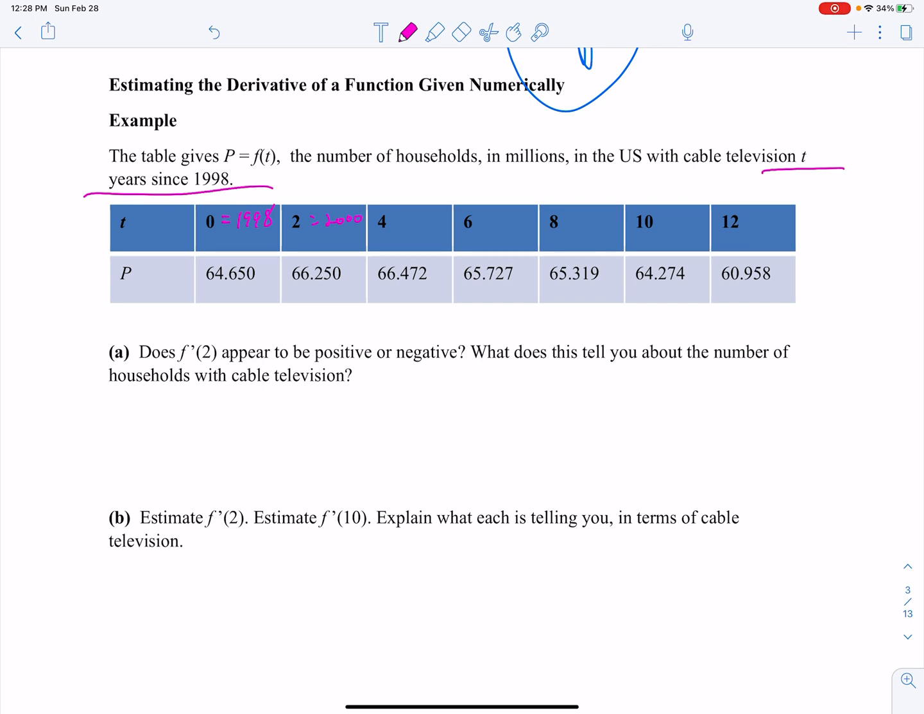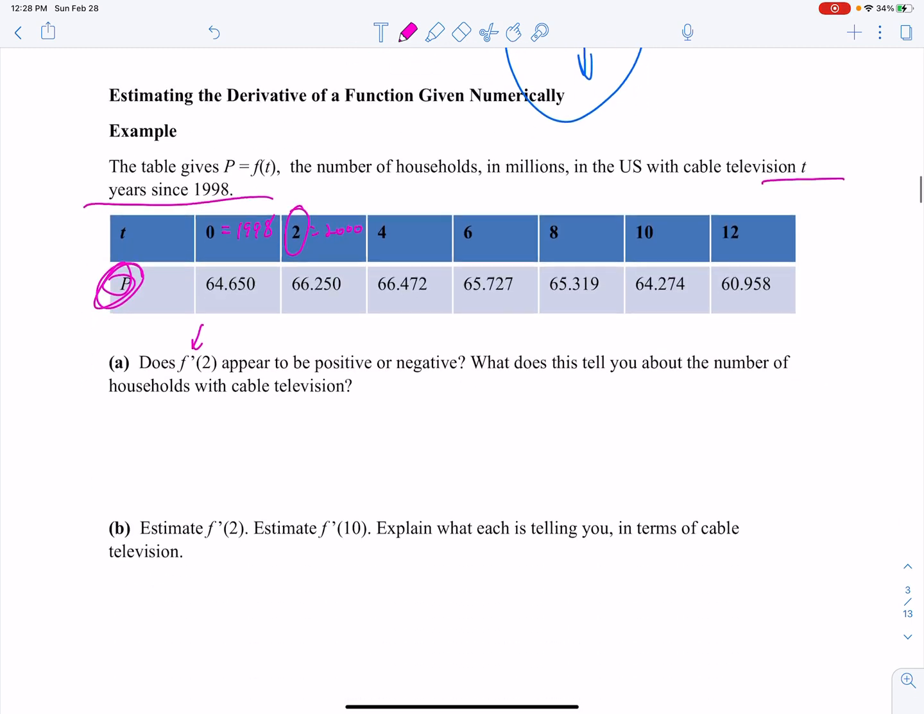Okay, so first question here. Does f prime of 2, in other words, does the derivative or the slope at 2 appear to be positive or negative? What does this tell you about the number of households with cable television? So let's look at these numbers here. If it's a positive slope, it's going to be an increasing function, an increasing y value, right? We just talked about that graphically above.